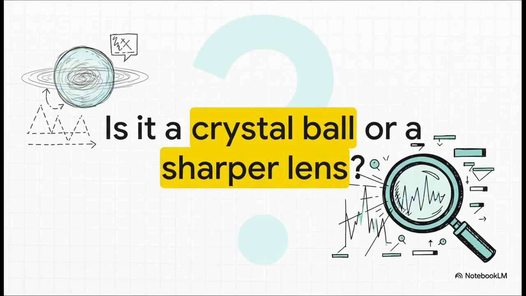So, in the end, is the Fisher transform a crystal ball that's going to predict the future with 100% certainty? No, of course not. A much better way to think of it is as a sharper lens. It's a tool that helps you filter out all the market noise and brings those potential turning points into much, much clearer focus. And for any trader, that kind of clarity is a priceless edge.